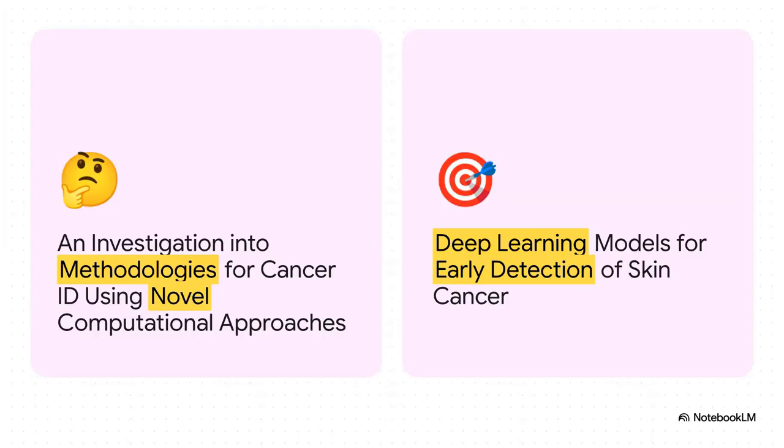And just look at the difference here. On the left, you've got this title that's, well, it's long, it's packed with jargon, and it's all about the methodology. Honestly, it's pretty forgettable. But the one on the right? Wow, that's powerful. It's specific. It uses keywords people are actually searching for, like deep learning and skin cancer, and it tells you the benefit right away. That's the title that gets the click every single time.